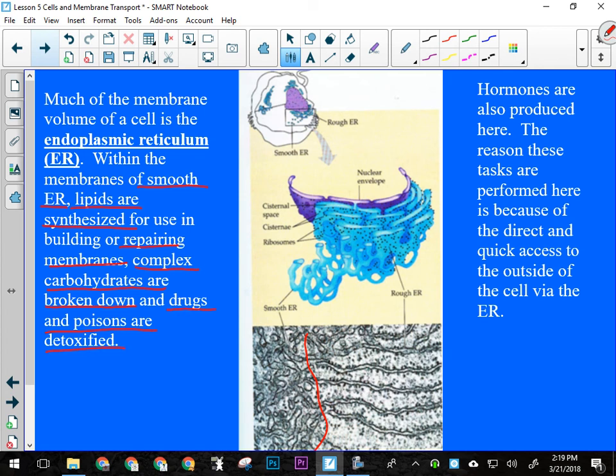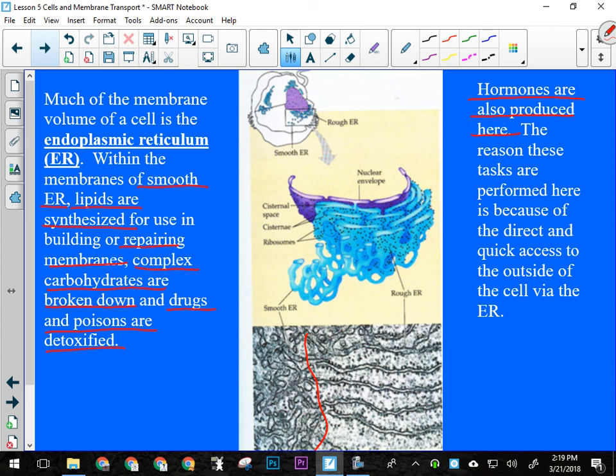So the smooth ER's got a lot of jobs. Okay, it breaks down complex carbohydrates. It makes lipids. Okay, it breaks down poisons and detoxifies toxins, and makes hormones. So it has a lot of jobs. So it's a very, very important organelle. If your cell was to lose it, it would die. Not that it wouldn't die if it lost any other organelle either, but okay, obviously there's a lot of jobs being done, okay, by the smooth ER.